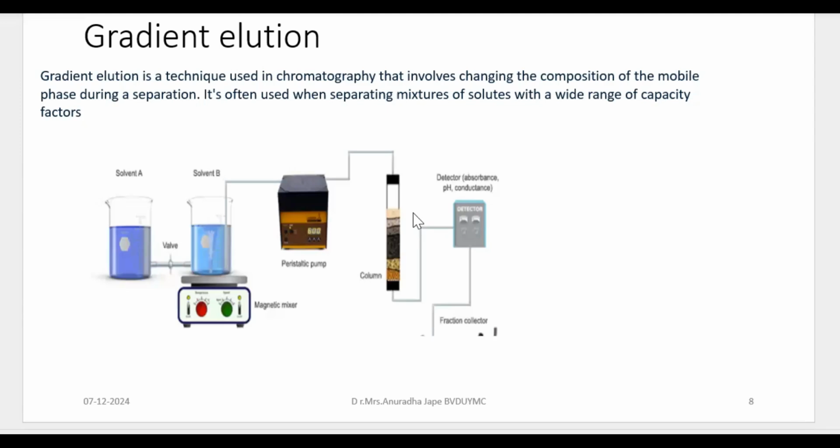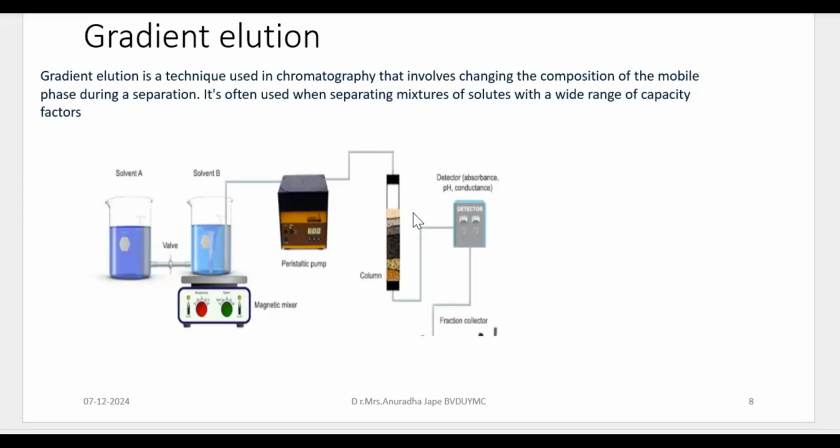So in isocratic, a single solvent is used. It is a single eluent system. But when you are going to have more than two solvents with differing pH or molarity, ionic concentration, or polarity, then it becomes a gradient system. Now here, one important thing is the flow rate, which is denoted by capital F. It is expressed in terms of volume of mobile phase per unit time.